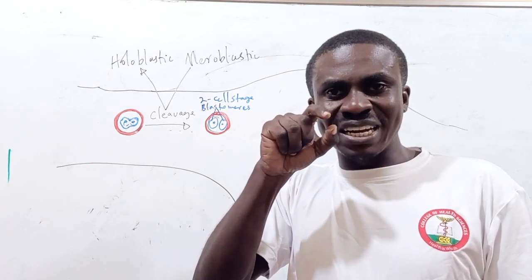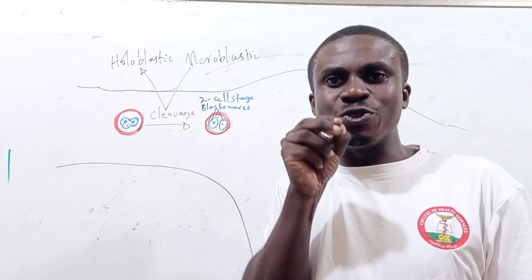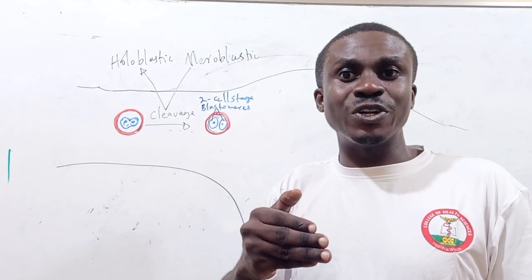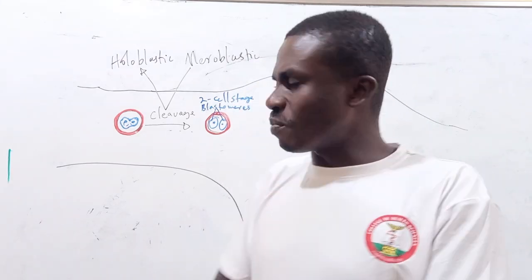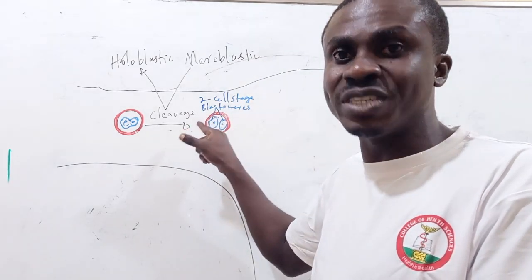Nuclear size is remaining the same, but the quantity of cytoplasm is reducing. So the nuclear cytoplasm ratio will be increasing. That's what we see. Yes, but still we have our zona pellucida intact.